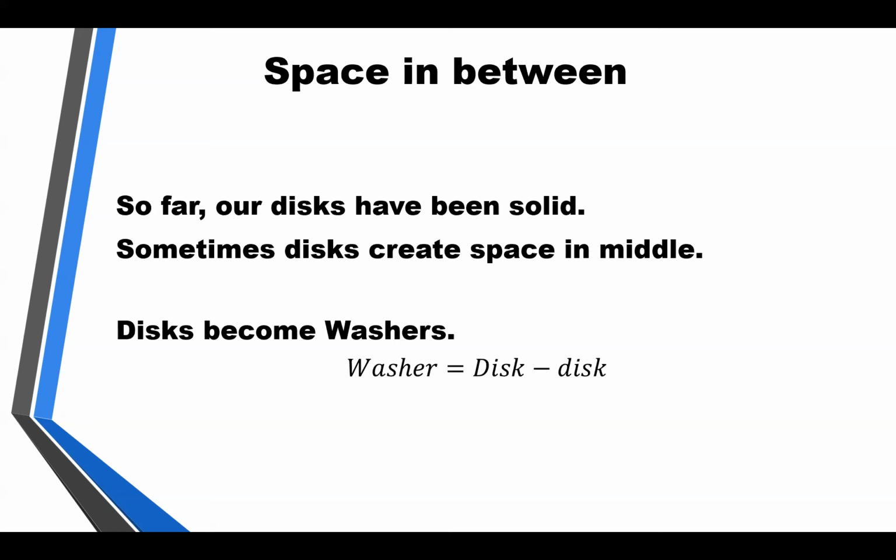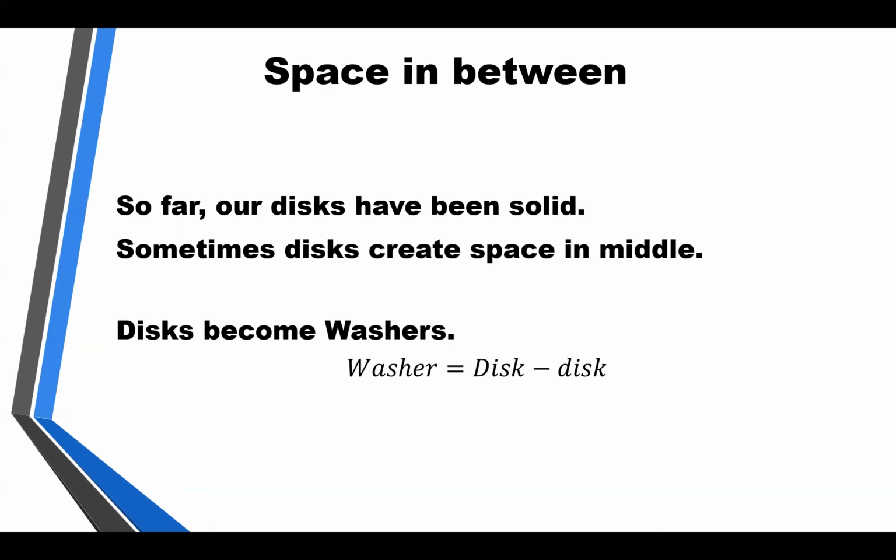Like in the last case, what if I had revolved around x equals 3 instead of x equals 2? Well, then we'd have a big hole in our figure. And the disks that we would create would have space in the middle. So they wouldn't be solid disks, but instead those disks would have become washers. Now, the nice thing about washers is a washer is simply a disk minus another disk.